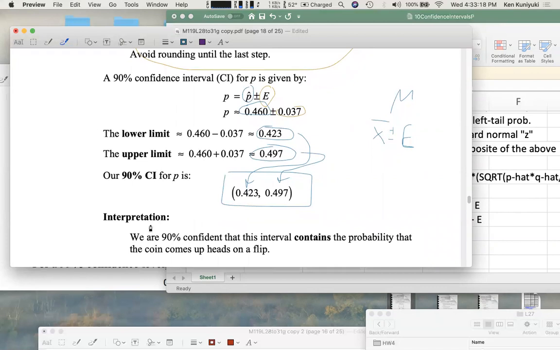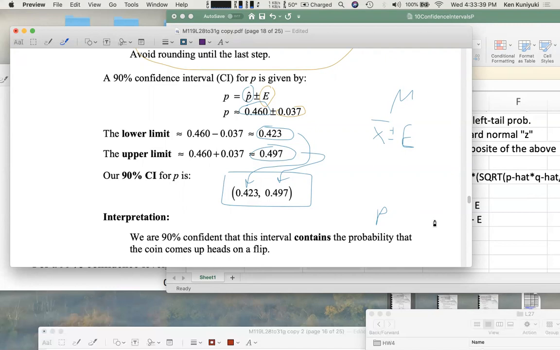We are 90% confident, it's a 90% confidence level. We are 90% confident that this interval contains P. But you should say to a layperson what P is. It contains the probability that the coin comes up heads on a flip. We are 90% confident that this interval contains the probability that the coin comes up heads on a flip.